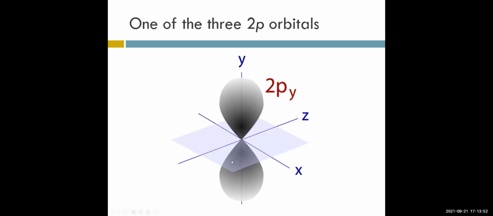And you see this blue plane right here? That's a really interesting thing. That is called a node. That is a region where the electron cannot exist. What is fascinating about that is the electrons can be here, and they can be here, but they can never be in between.